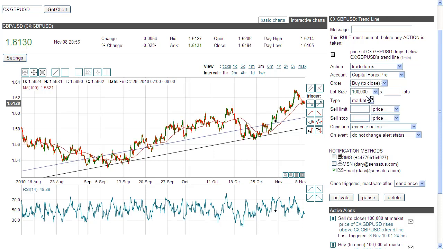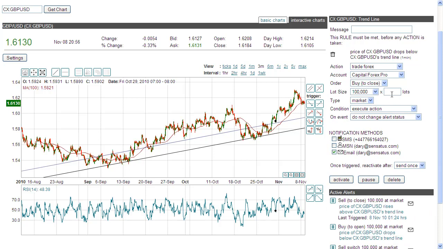So I shall buy to close because I'm going to be in a short position. Close out 100k lot. Only execute if short, and then I will pause active alerts. So this is only going to happen once.